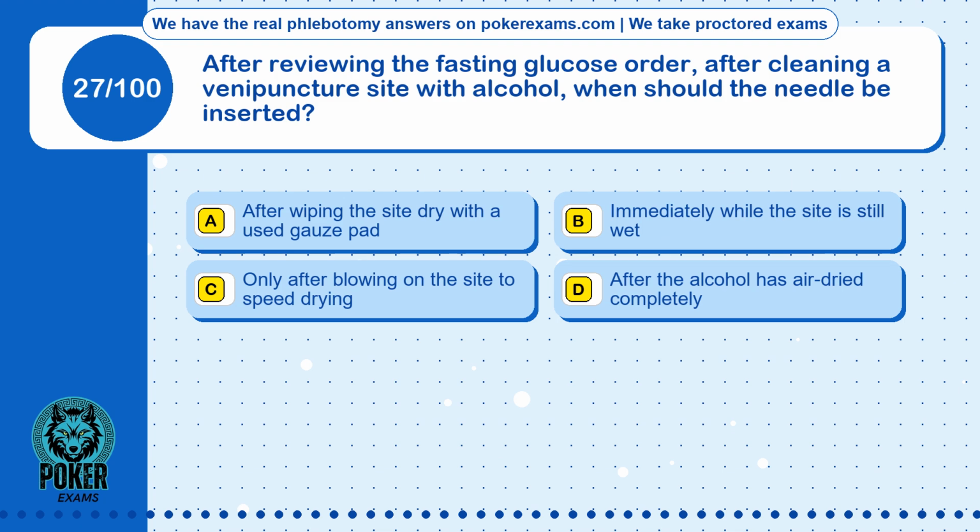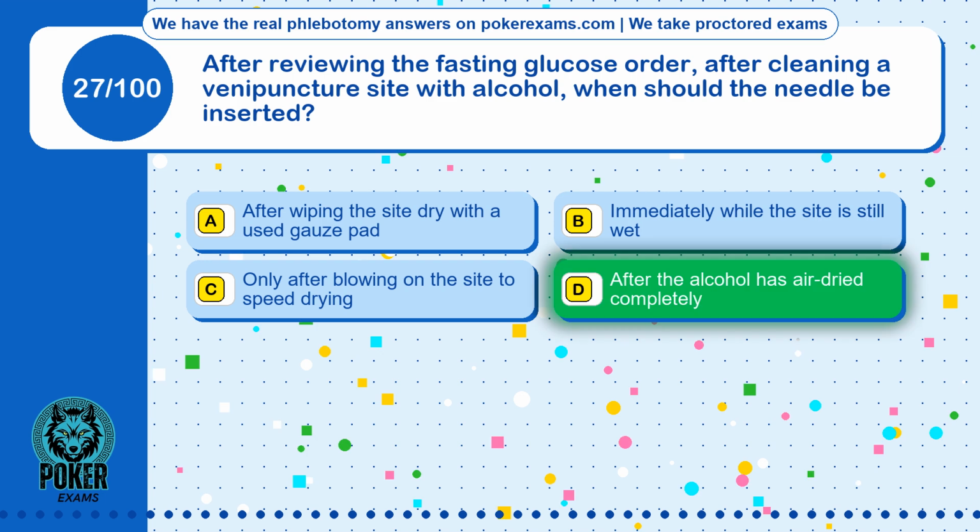Question 27. After reviewing the fasting glucose order, after cleaning a venipuncture site with alcohol, when should the needle be inserted? Option A: after wiping the site dry with a used gauze pad. Option B: immediately while the site is still wet. Option C: only after blowing on the site to speed drying. Option D: after the alcohol has air dried completely.